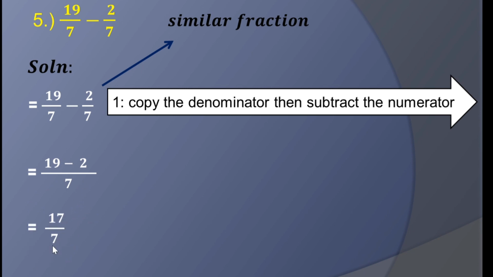17 is greater than 7, that is an improper fraction. We can convert it into a mixed number this way. 17 divided by 7 is 2. 2 times 7 is 14. Then subtract, 17 minus 14, we have 3. This would be the quotient, this is the remainder, and this would be the denominator. In short, we can express 17 over 7 as 2 and 3/7.